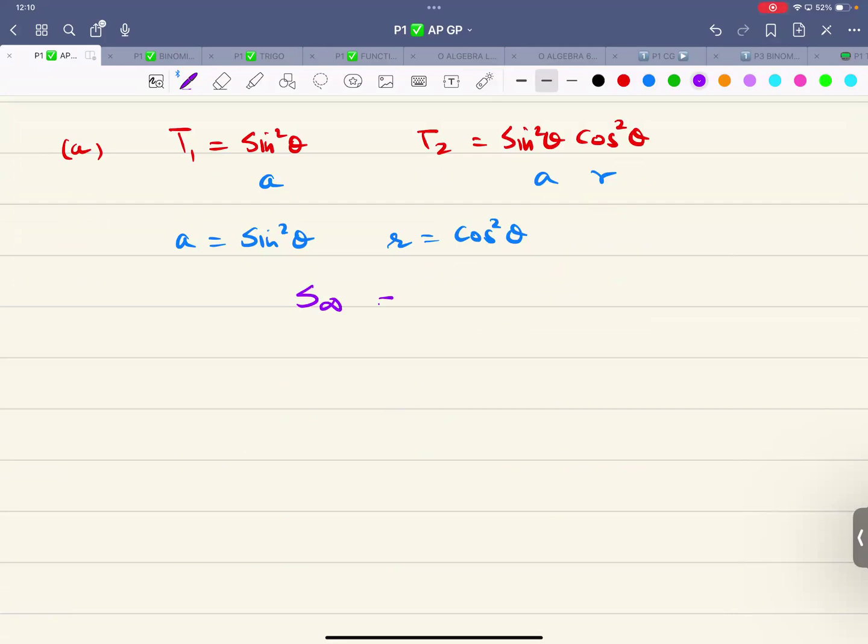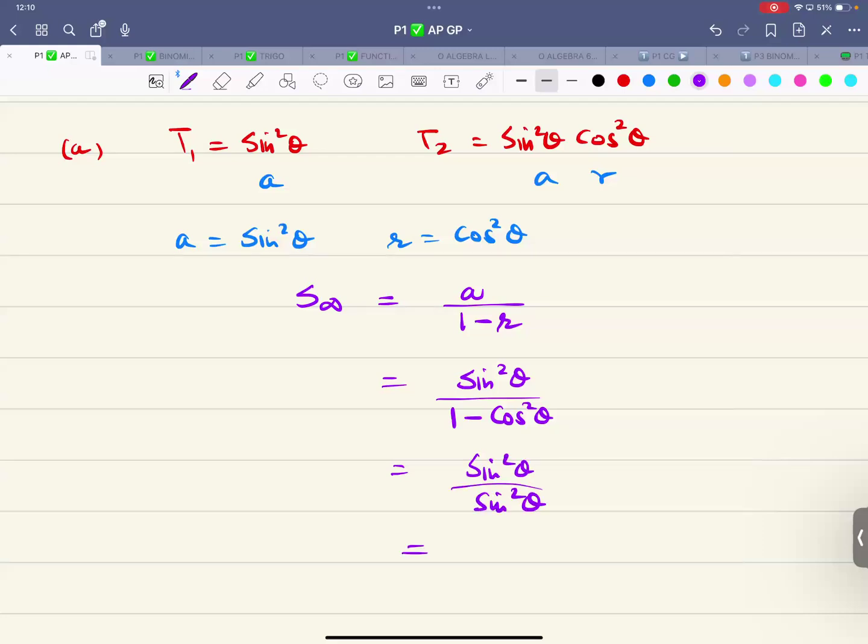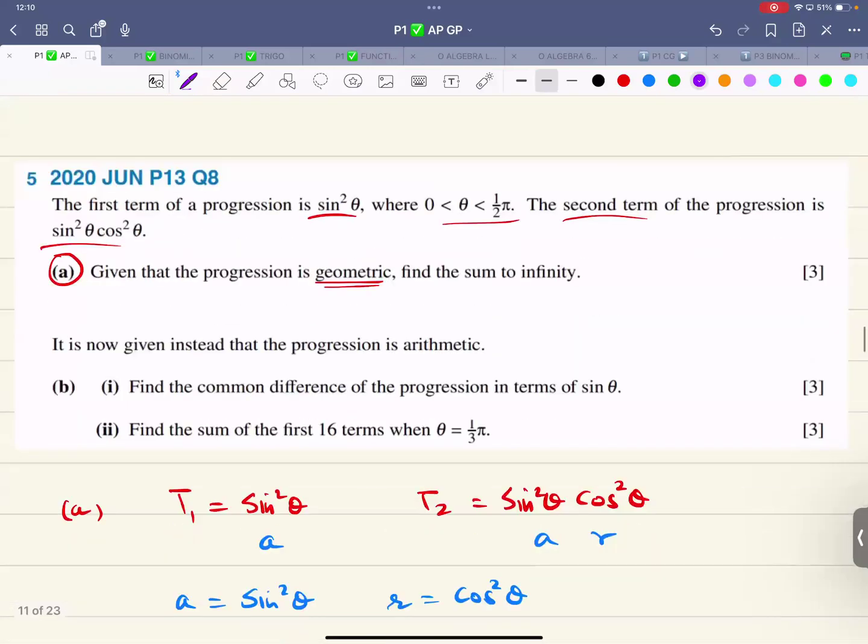Sum to infinity is a over 1 minus r. What is a? Sine squared theta. What is r? Cos squared theta. This is 1 minus cos squared theta, which is sine squared theta. So it's a sweet little question. And this comes out to be 1. That is the sum to infinity. Acha, why do you think they have written this thing? Maybe that in the first quadrant, sine is positive, cosine is positive, maybe something because of that.